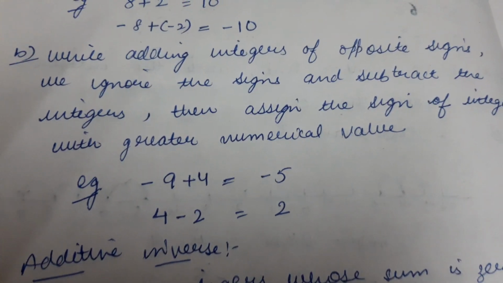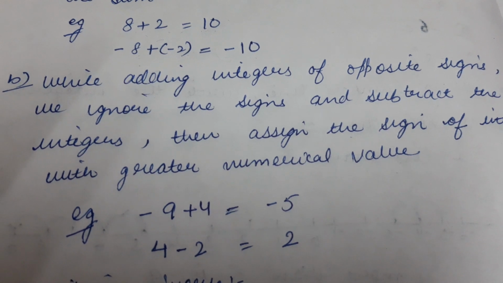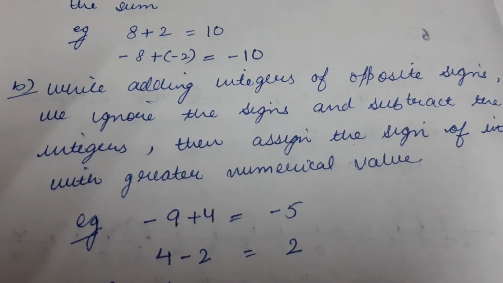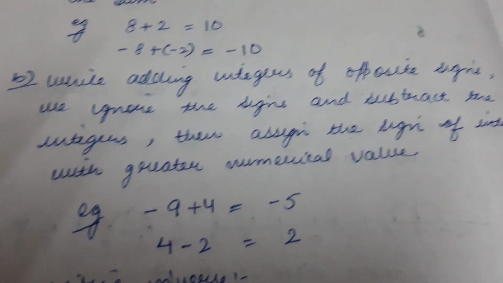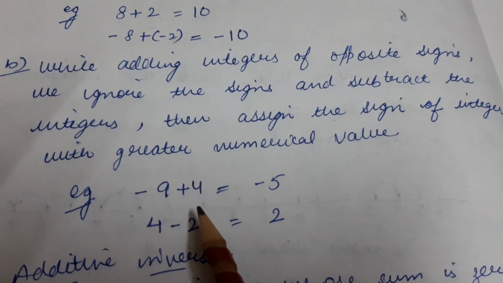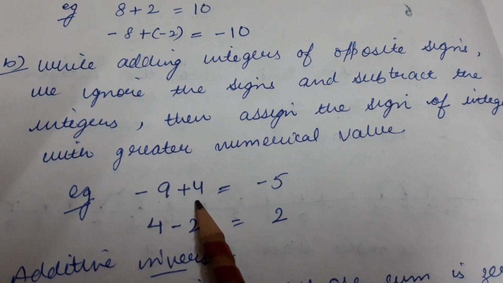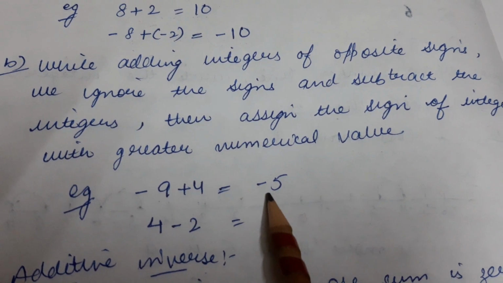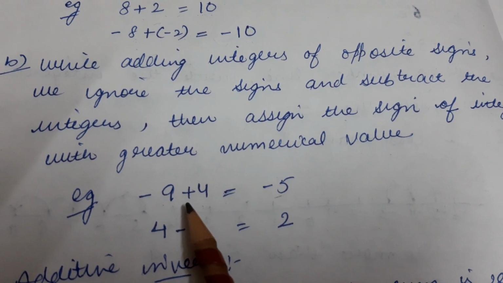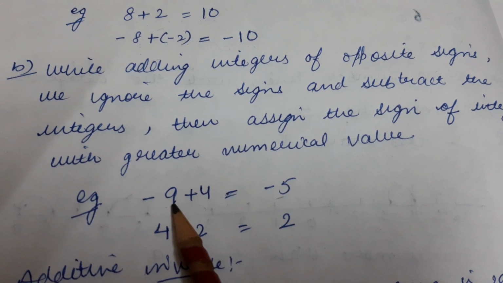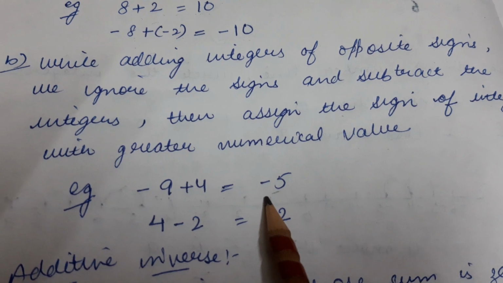Next rule is while adding integers of opposite signs, if we have one positive and one negative, we ignore the signs and subtract the integers. Then assign the sign of integer with greater numerical value. For example, if I am having minus 9 plus 4, both are having different signs, one is negative, other is positive. So what we do? We just subtract. 9 minus 4 is 5. Now the sign of that integer will come which is having the greater numerical value. Now 9 is greater, so 9 is having negative sign. So here we will put a negative sign in front of the answer.